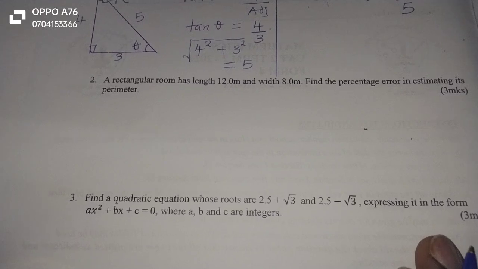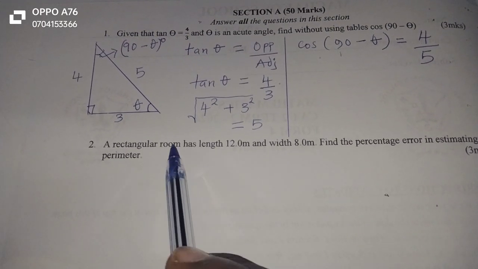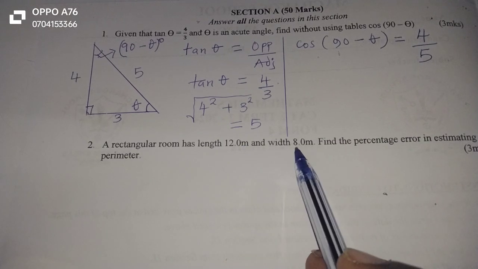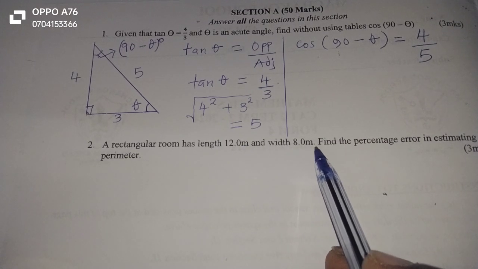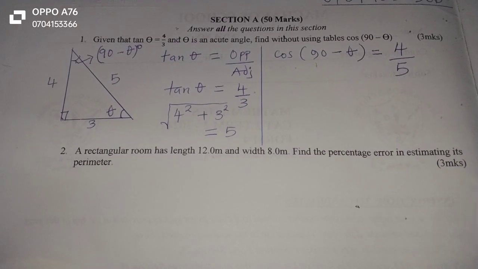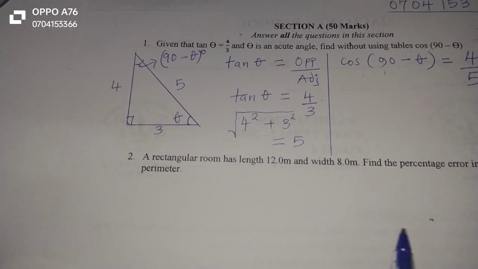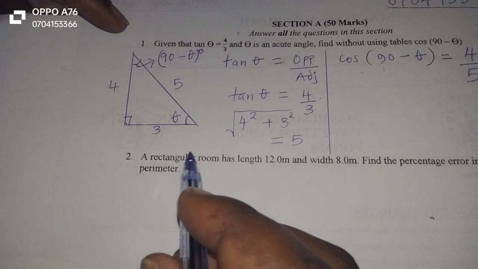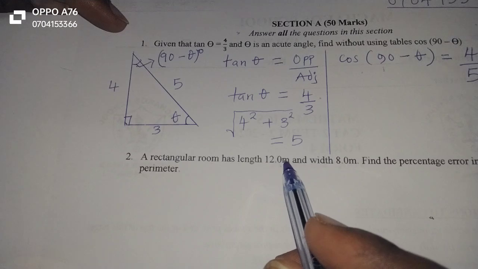Let us look at question number 2. A rectangular room has length 12.0 meters and width 8.0 meters. Find the percentage error in estimating its perimeter. So the first thing to obtain here is the limits within which the dimensions have been recorded.